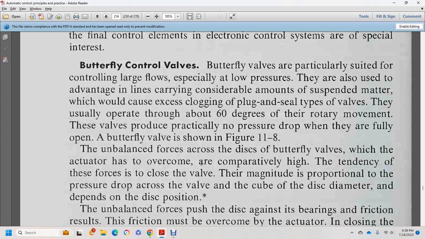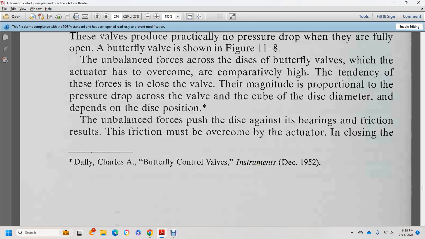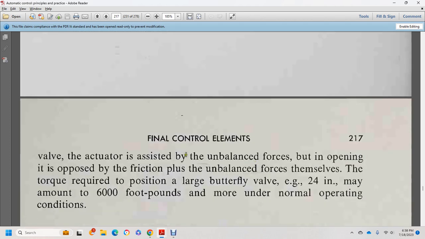Figure 11.8. The unbalanced force at the top of the disc of the butterfly valve must overcome the comparatively high friction of the valve, with the magnitude proportional to the pressure at the top of the valve and the cube of the disc diameter. The unbalanced force pushes the disc against the bearings, and the resulting friction must be overcome by the actuator in closing the valve. The torque required to position a large butterfly valve of 24 inches may be as much as 6,000 foot-pounds under normal operating conditions.